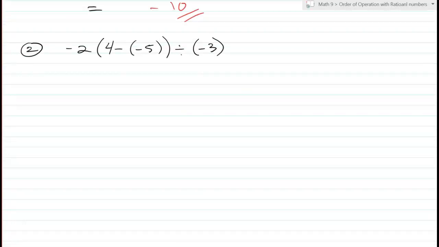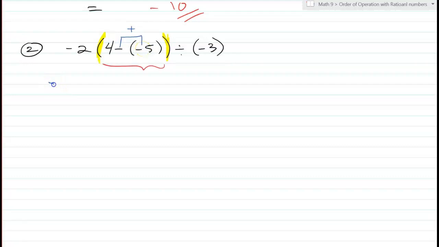We're going to follow BEDMAS again. And this time, the bracket does really matter, right? So this bracket right here, if you don't have that bracket, the answer to this question will not be the same. So now we have this bracket, we're going to deal with that first. So let's deal with that. That is 4 minus negative 5. Remember, negative beside a negative, that's positive. So that becomes 4 plus 5, that's 9.